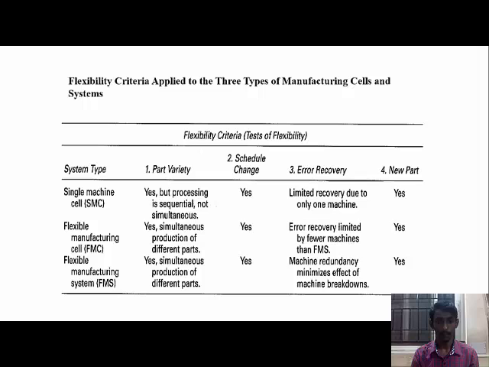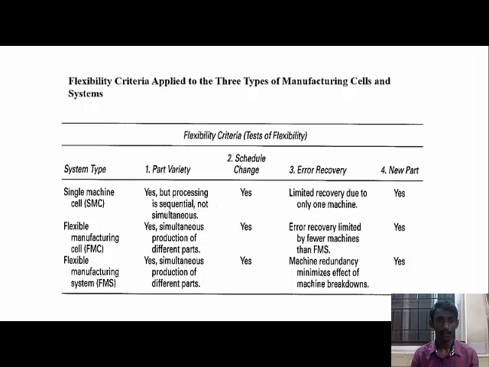In case of flexible manufacturing cell, part variety is there. Simultaneous production of different parts is also there. Then scheduled change is available. Error recovery is also limited when compared to flexible manufacturing system. Flexible manufacturing system, part variety is also there. Simultaneous production of different parts is also there. Scheduled change can be done, and error recovery is maximum when compared to other 2 systems.